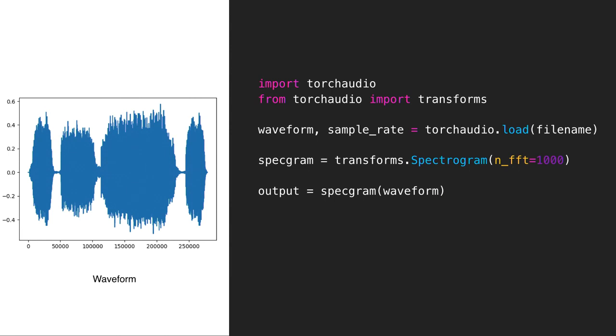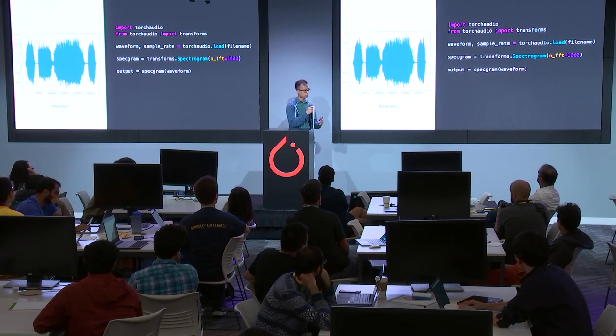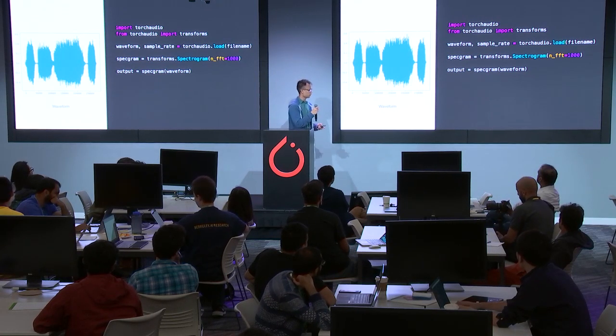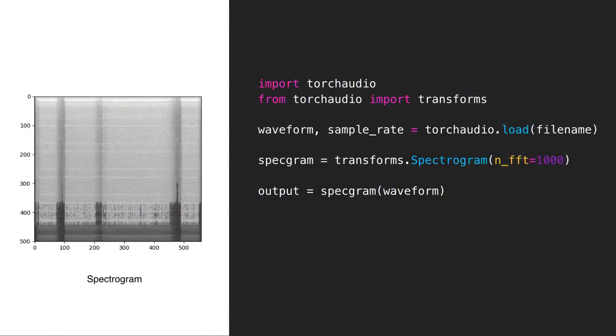and we give it an input parameter of number of Fourier bins. So you can do this with all our transforms. You just give it a couple parameters and you can modify how the neural network model does it. And once you run it through this transform, you get this output, and this is a tensor of a spectrogram.